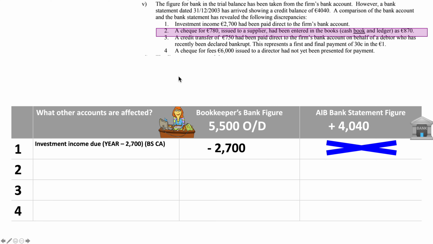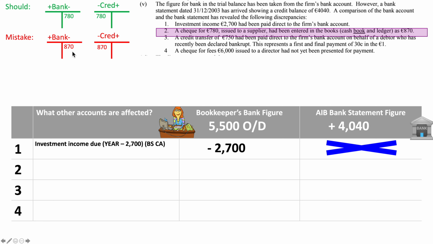Number 2, a cheque for €780 issued to a supplier had been entered in the books, cash book and ledger as €870. So the bookkeeper completely made a mistake here. They messed up. The bank don't know about this mistake and they don't care. So what should have happened? The cheque for 780 would have left the business's bank account and it would have reduced the debt to the creditor by 780, but they put it in as 870 instead.